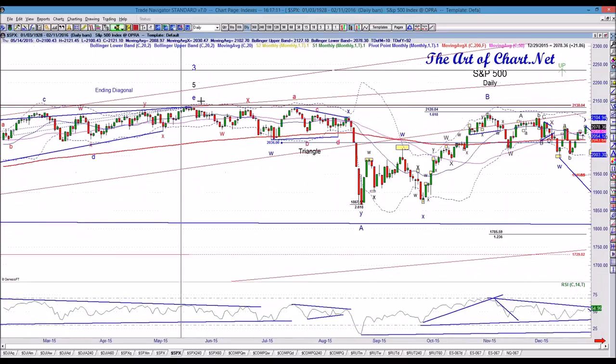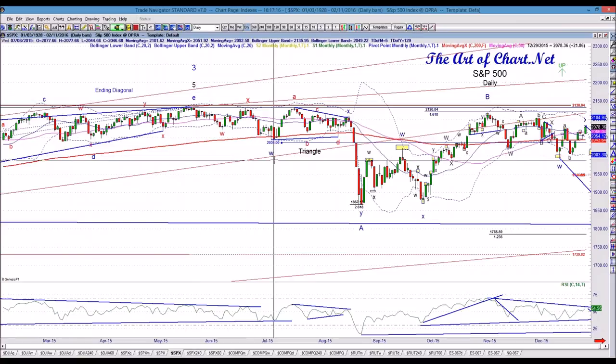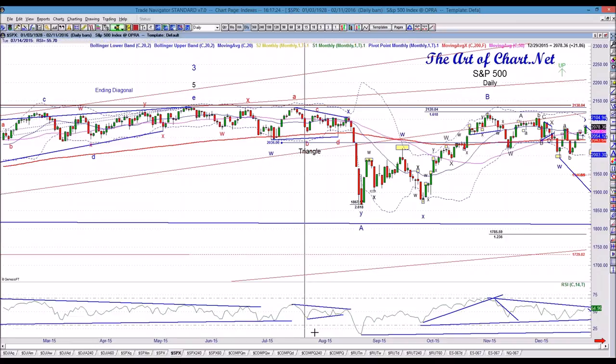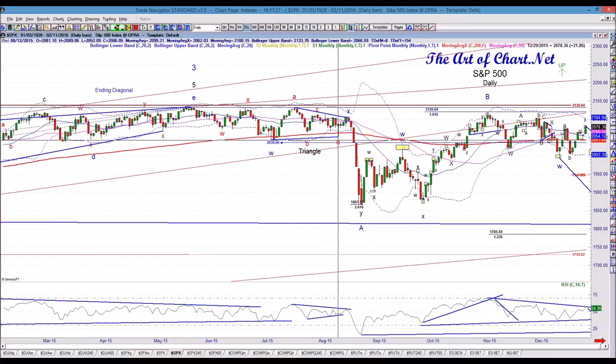Here is the high in the S&Ps back in May of 2015. Here's your W, and then you have an A, B, C, D, E, and that is indecision. You can see the triangle right here. Do you see the compression on RSI? When you get this compression, it's a sign that we're about to get a move. And you get the thrust and you break below triangle support.